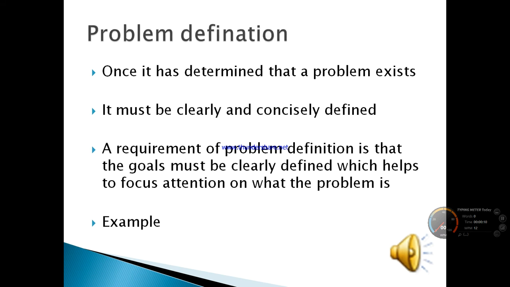The next step of our process is problem definition. At this step, we will define the problem. Once it has been determined that a problem exists, it must be clearly and concisely defined. A requirement of problem definition is that the goal must be clearly defined, which helps to focus attention on what the problem is. For example, in the software company, after observing the problem, we will discuss with him, we will define the problem, we will discuss the problem with him.